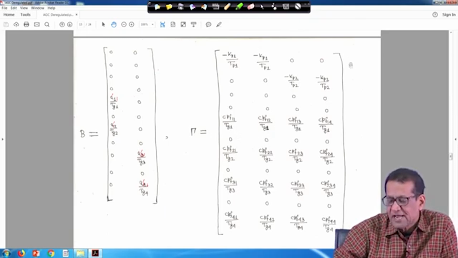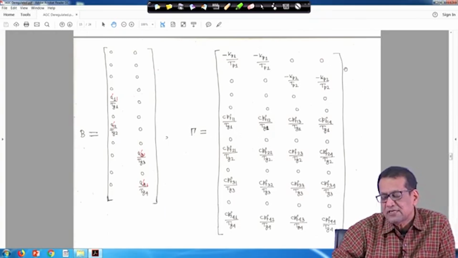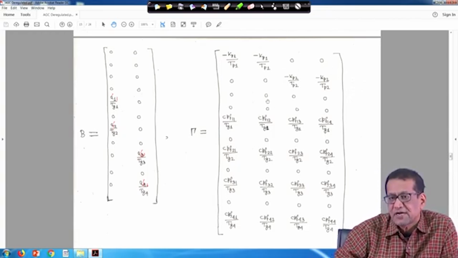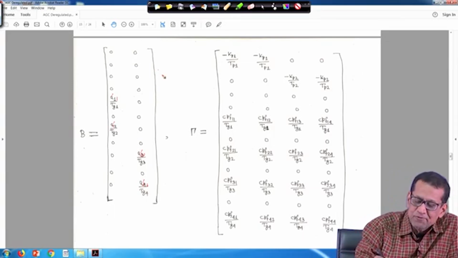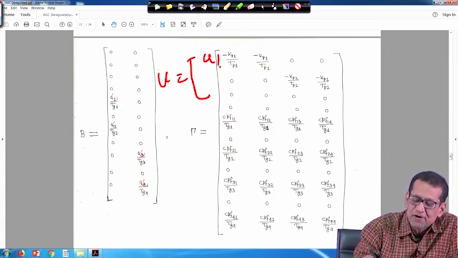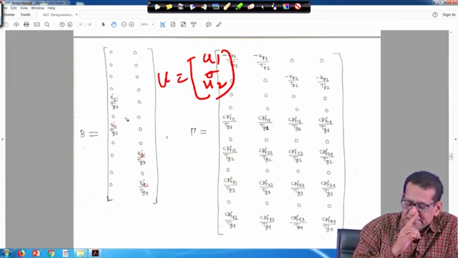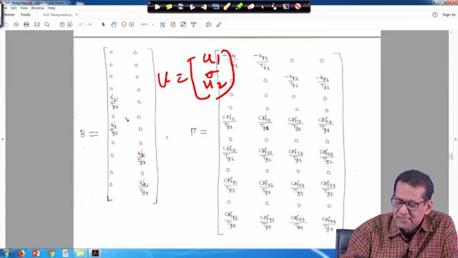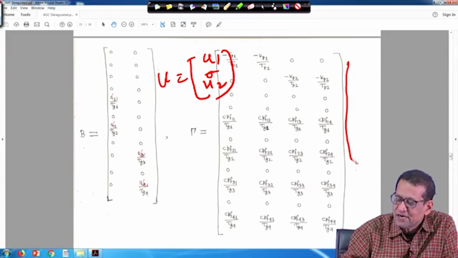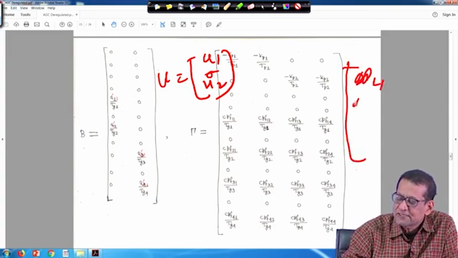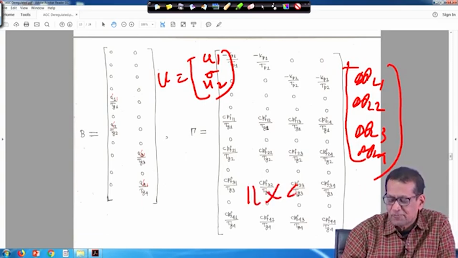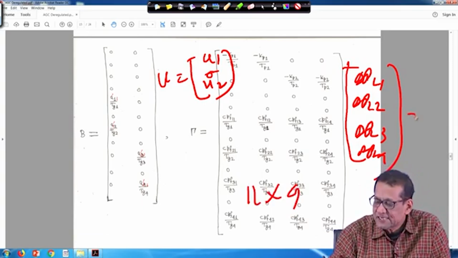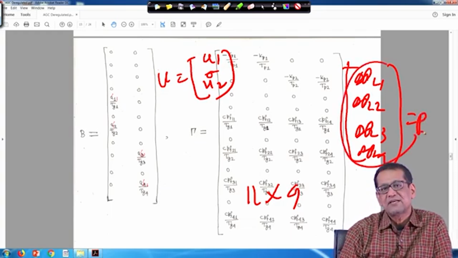So, gamma, and this is capital P. It is delta PL1, delta PL2, delta PL3, delta PL4. That is why this matrix is an 11 into 4 matrix, right. There should not be any confusion. U means U1, U2. That is why this matrix is 11 into 2. Gamma capital P is nothing but your delta PL1, delta PL2, delta PL3 and delta PL4, right. That is why it is an 11 into 4 matrix, right.